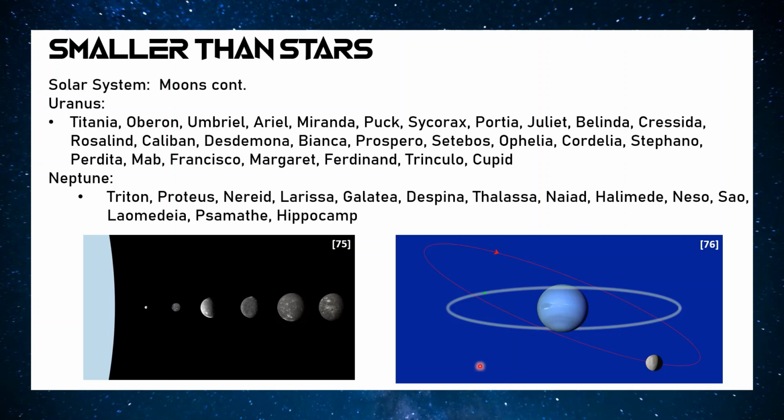And then for Neptune, we have Triton all the way down to Hippocamp. And Triton's kind of weird here. You can see this is a schema of Neptune. Triton is in a much different orbit. So it orbits like this, whereas most of the other moons go in this green one here. So that's kind of interesting.